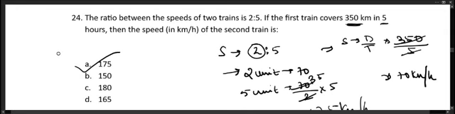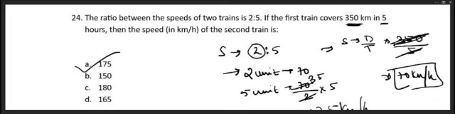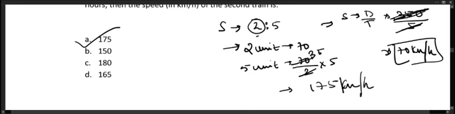We were given the distance and time taken by the first train. From here we calculated the speed of the first train, put it in the ratio, and got the speed of the second train, that is 175 km per hour.